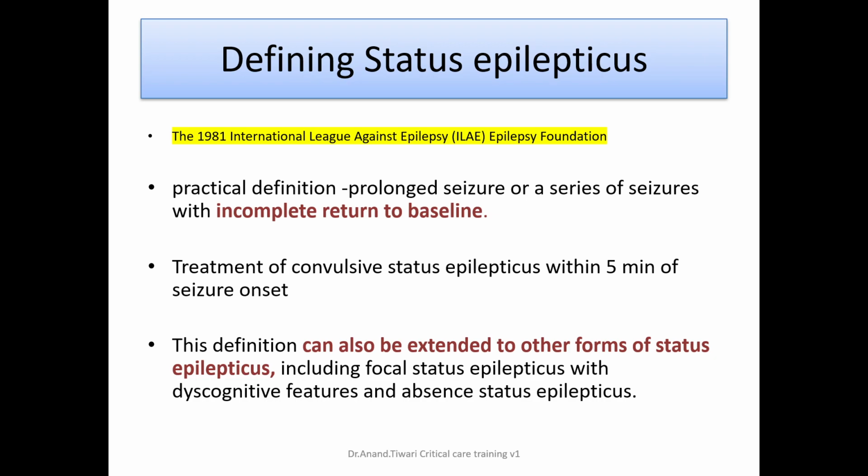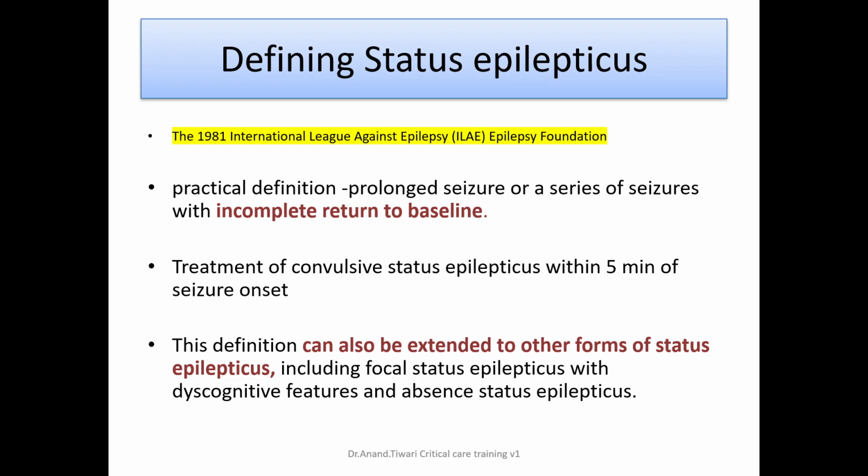At the same time, the pharmacoresistance also increases. So the treatment of convulsive status epilepticus should start within 5 minutes of seizure onset. This definition can also be extended to other forms of status epilepticus, including focal seizures. You should not neglect the focal seizures.